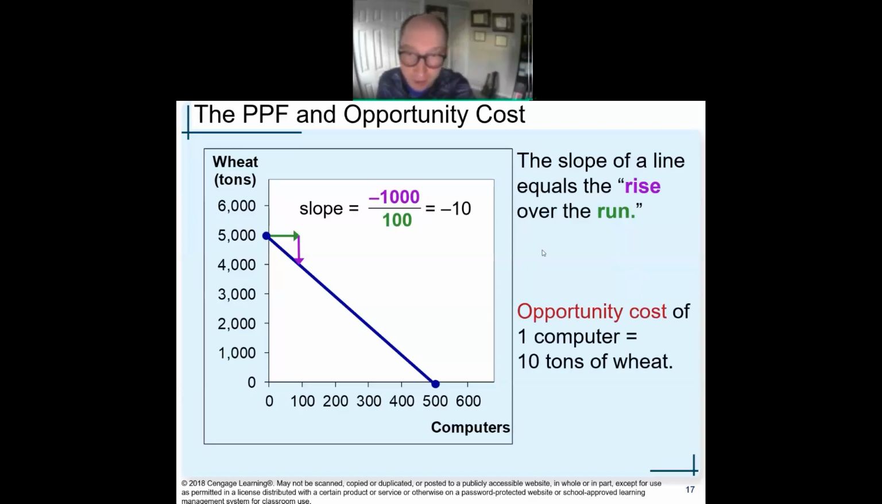So how do we find opportunity cost? The opportunity cost of manufacturing, let's see, one computer is equivalent to 10 tons of wheat. That's the opportunity cost. So if I make one less computer, that means I can produce 10 tons more of wheat. Right? That's the opportunity cost.